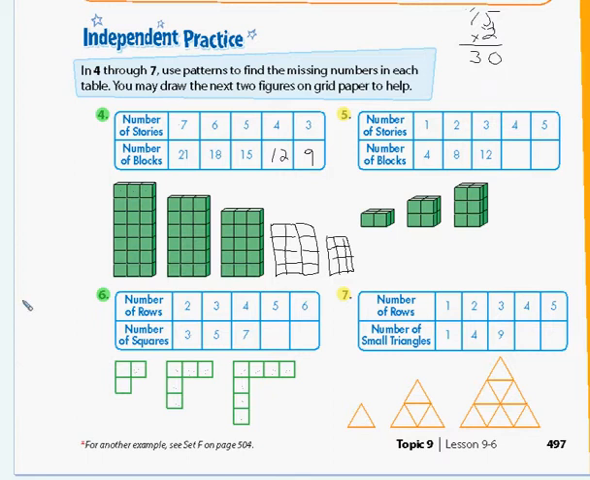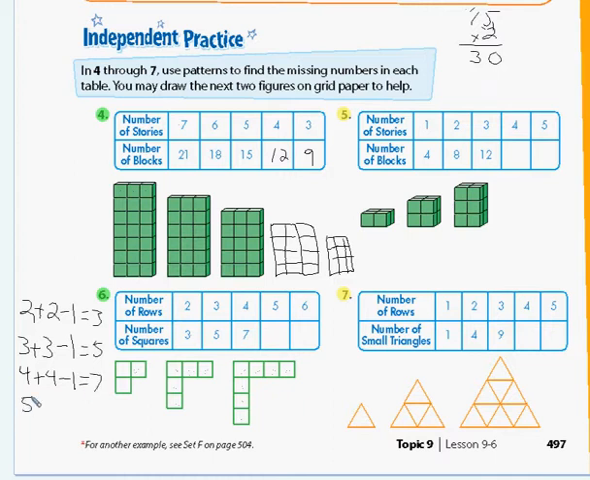So is 2 plus 2 minus 1 equals 3. 3 plus 3 minus 1 equals 5. 4 plus 4 minus 1 equals 7.